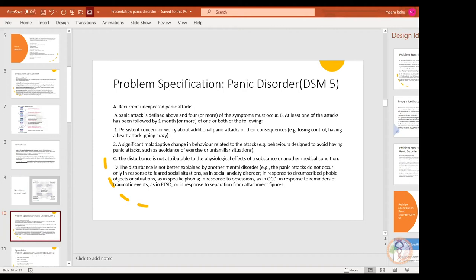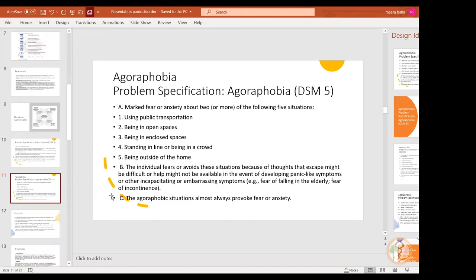So let's move on, because we don't want to spend too much time on that. Agoraphobia is very much linked to panic disorder, because we diagnose panic disorder with agoraphobia or panic disorder without agoraphobia, and sometimes clinicians might say it's all the same. But let's look at what agoraphobia is. It's marked fear or anxiety about two or more of the following situations: using public transportation, being in open spaces, being in enclosed spaces, standing in line or being in a crowd, being outside of the home. You do need to have two or more to diagnose this.